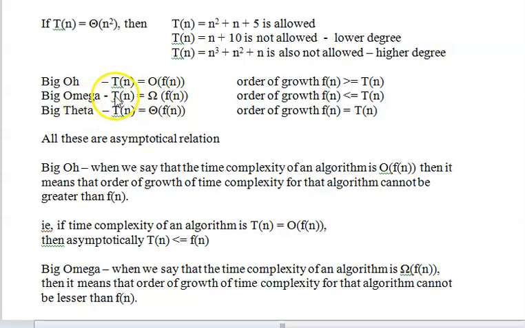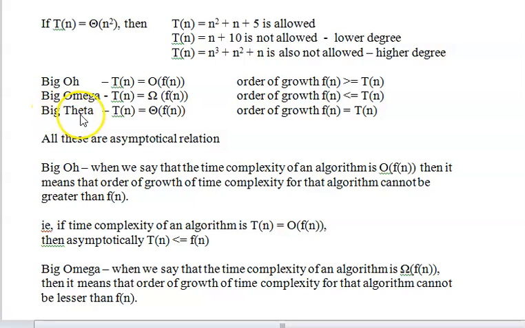again the equation will be T(n) equal to big omega of f(n). Here also we can interchange these two if they have the same degree. Then order of growth of f(n) will always be less than or equal to T(n). For big O, it will be greater than or equal to T(n). For big omega, it will be less than or equal to T(n).